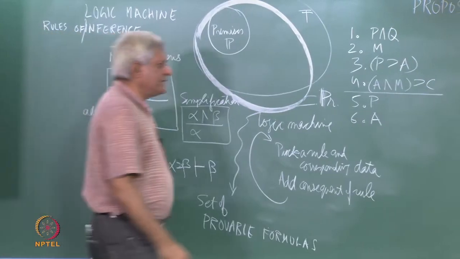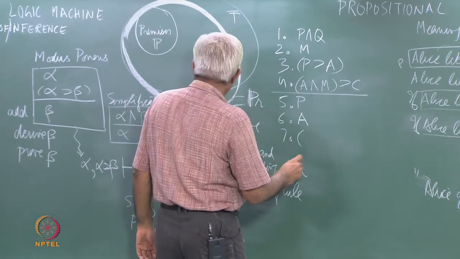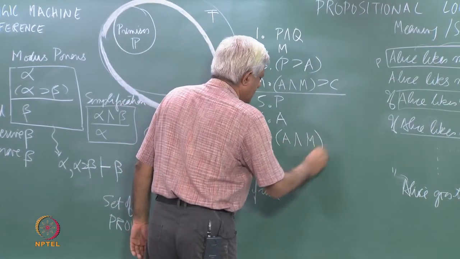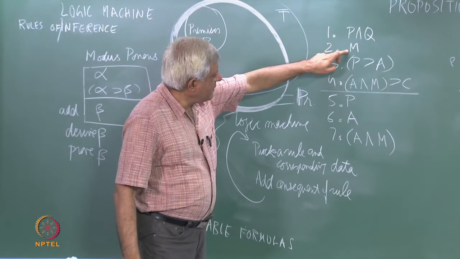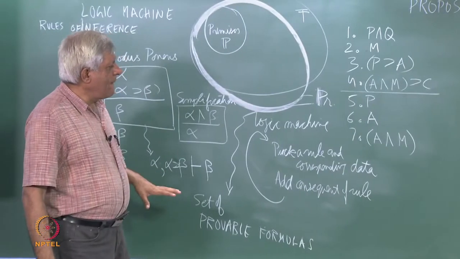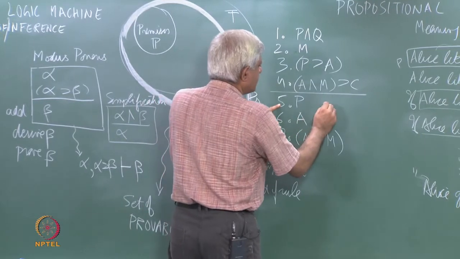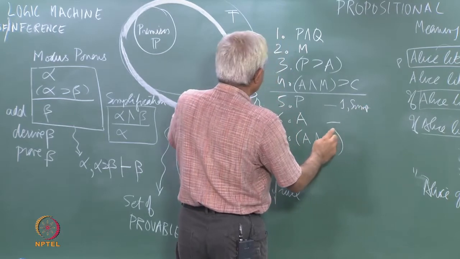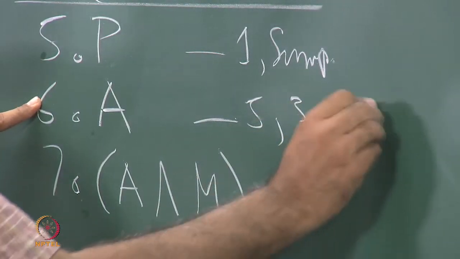There is another rule which says that if I have two things, then the conjunction of those things can be added, which is called addition. So I can write A and M, because I have A and I have M. This is another rule of inference which I have not written here explicitly. And then again I can use modus ponens. Ideally I should say how I got each step. I got this from 1 and simplification. I got this from 5 and 3 and modus ponens, and so on.